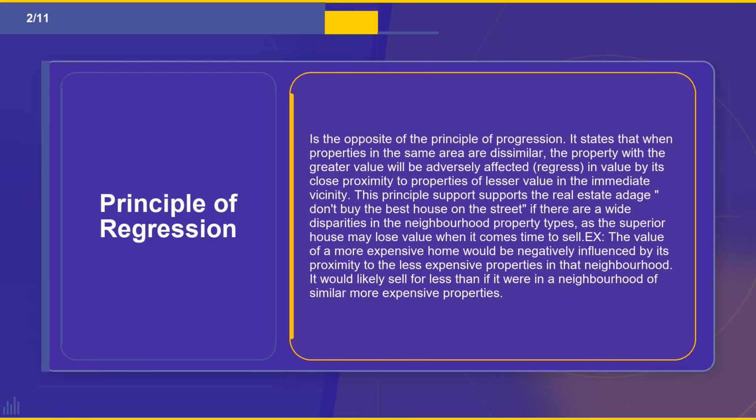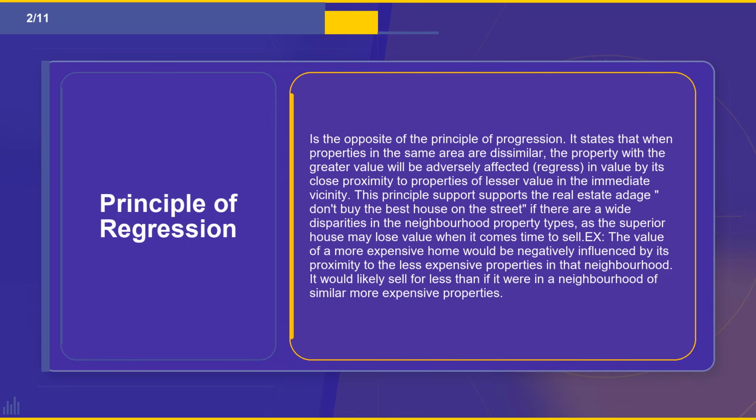Definition: is the opposite of the principle of progression. It states that when properties in the same area are dissimilar, the property with the greater value will be adversely affected, or regress, in value by its close proximity to properties of lesser value in the immediate vicinity. This principle supports the real estate adage, don't buy the best house on the street if there are wide disparities in the neighborhood property types, as the superior house may lose value when it comes time to sell.